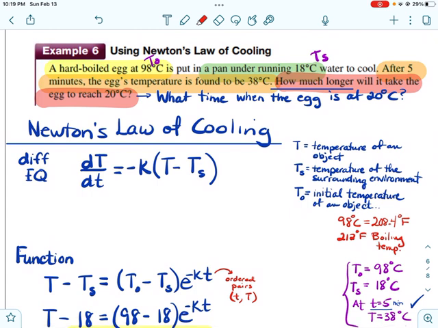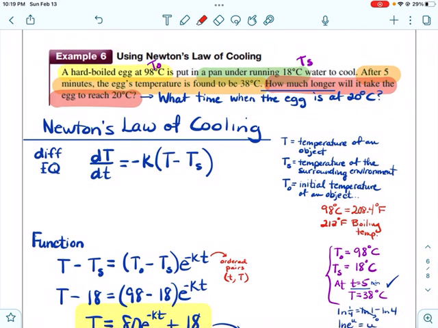How much longer will it take the egg to reach 20 degrees Celsius? And what time is it when the egg is at 20 degrees Celsius? That's what this is really asking. How much longer will it take? Well, we've got to find out what time, and then we'll have to figure out how much more time we need.